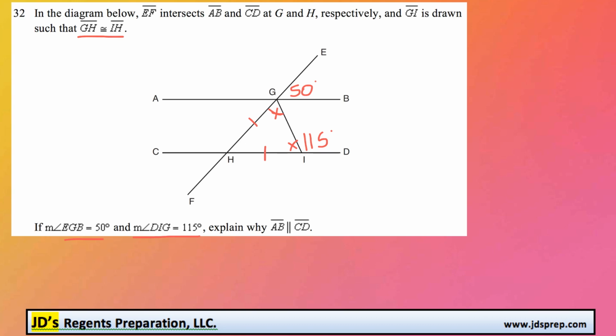So let me highlight to you in the green here, if I can show that this angle here and this angle here are the same, then we have effectively proven that AB and CD are parallel.